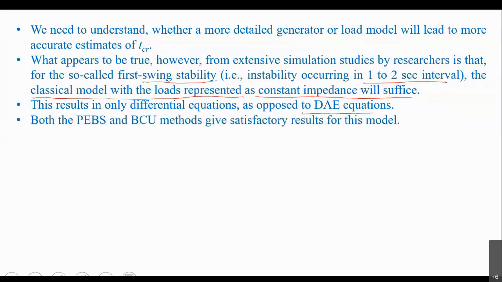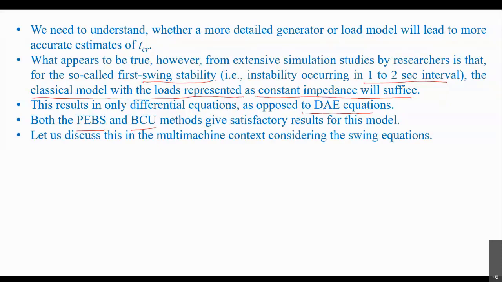Both the PEBS, that is the potential energy boundary surface method, and the BCU, that is the boundary controlling unstable equilibrium point method, give satisfactory results for this model. So for this classical model, we are not going to discuss the lowest energy unstable equilibrium point method.